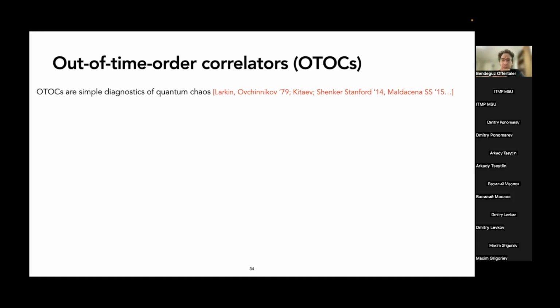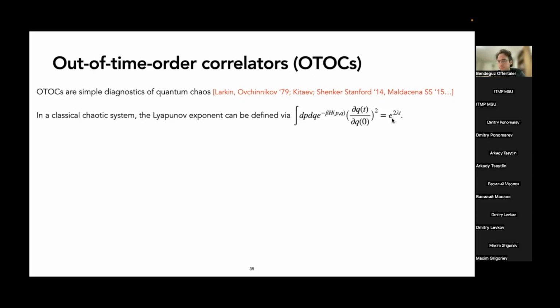They are simple diagnostics of quantum chaos and have received a lot of attention in recent years, especially in holographic settings. One way to motivate the study of the OTOC is that the defining feature of a classically chaotic system is that two systems with nearly identical initial conditions diverge exponentially in time, in phase space. One way to quantify this is to introduce the Lyapunov exponent, which determines the rate of exponential divergence, which we can define as this phase space expectation value of the derivative of the position at time t with respect to the position at time 0. And this derivative is just a Poisson bracket of q of t and p of 0.